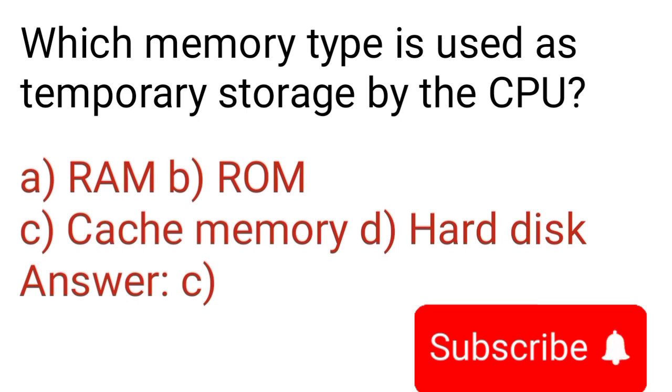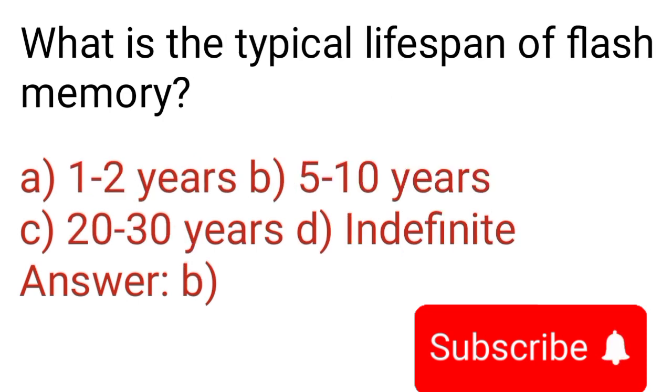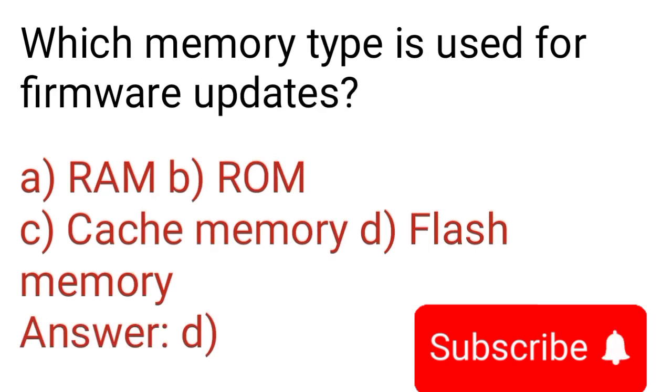Which memory type is used as temporary storage by the CPU? Cache memory is a type used as temporary memory storage. What is the typical lifespan of flash memory? 5 to 10 years. Option B is correct. Which memory type is used for firmware updates? Flash memory is used for firmware updates.